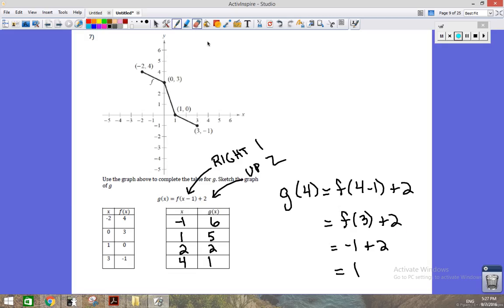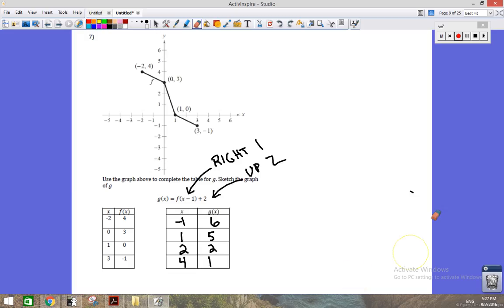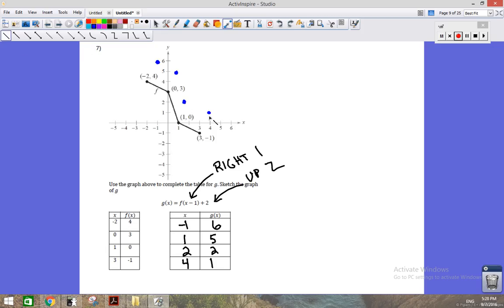So let's plot these points and see if we're right that we're going to take this graph and shift it to the right 1 unit and then shift it up 2. Let's plot the point -1, 6. -1, 6 is up here. 1, 5 is here. 2, 2 is approximately right there. And 4, 1 right there. So what do we get?